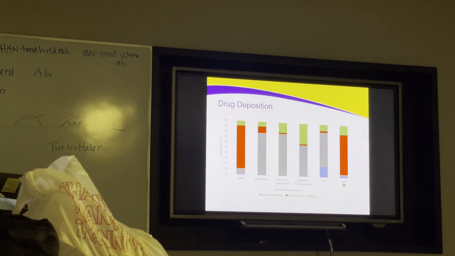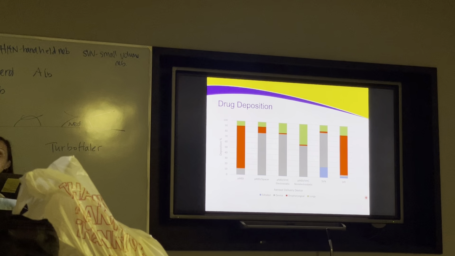So what we're looking at is where the drug deposits based on the device we use, okay? So anything that's blue, that's exhaled. So I delivered the device. The blue portion here is how much of the delivered dose was exhaled. The gray portion is how much of the dose actually remained in the device, okay? The red is how much remains in the mouth. And the green is what actually made it into the lungs.